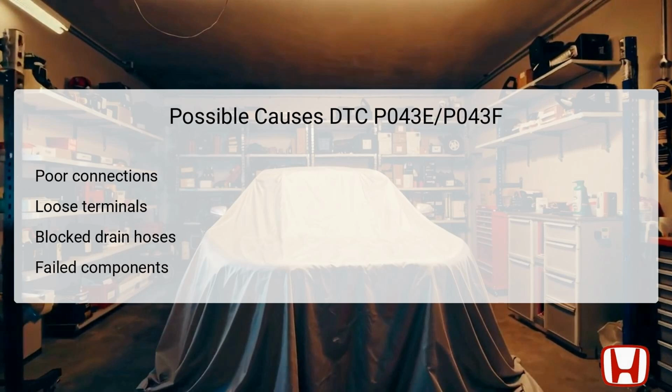Several factors may lead to the triggering of DTC P043E and P043F. Poor connections in the circuit can disrupt the electrical signal necessary for proper module function. Loose terminals may prevent the necessary voltage from reaching the EVAP leak check module, leading to misdiagnosis of pressure issues. Blocked drain hoses can also result in incorrect pressure readings, affecting the module's performance.